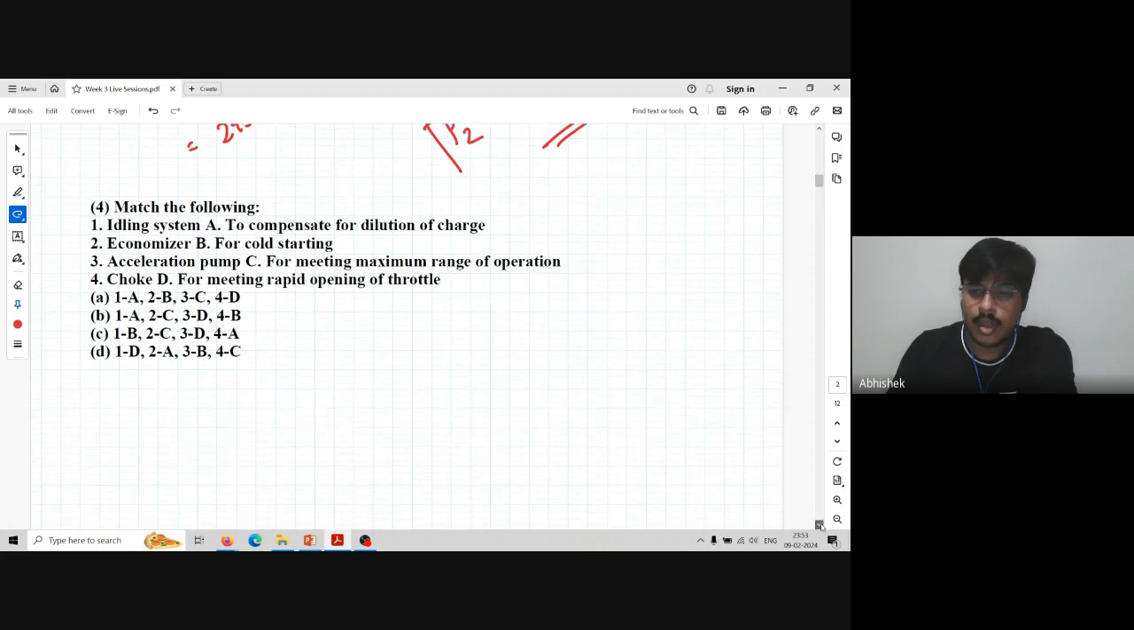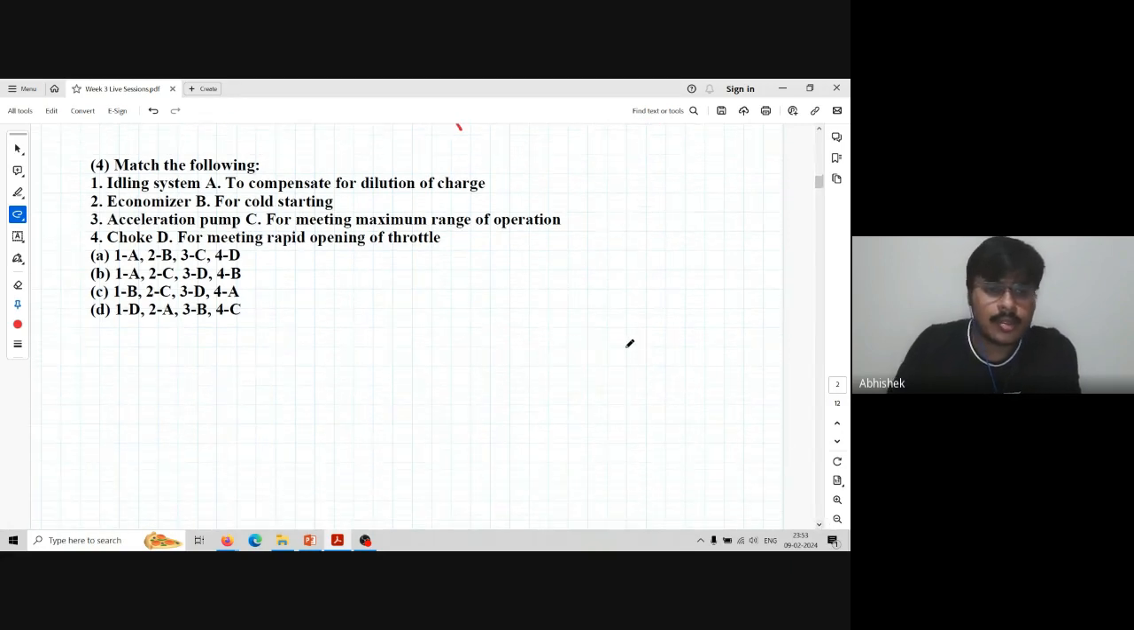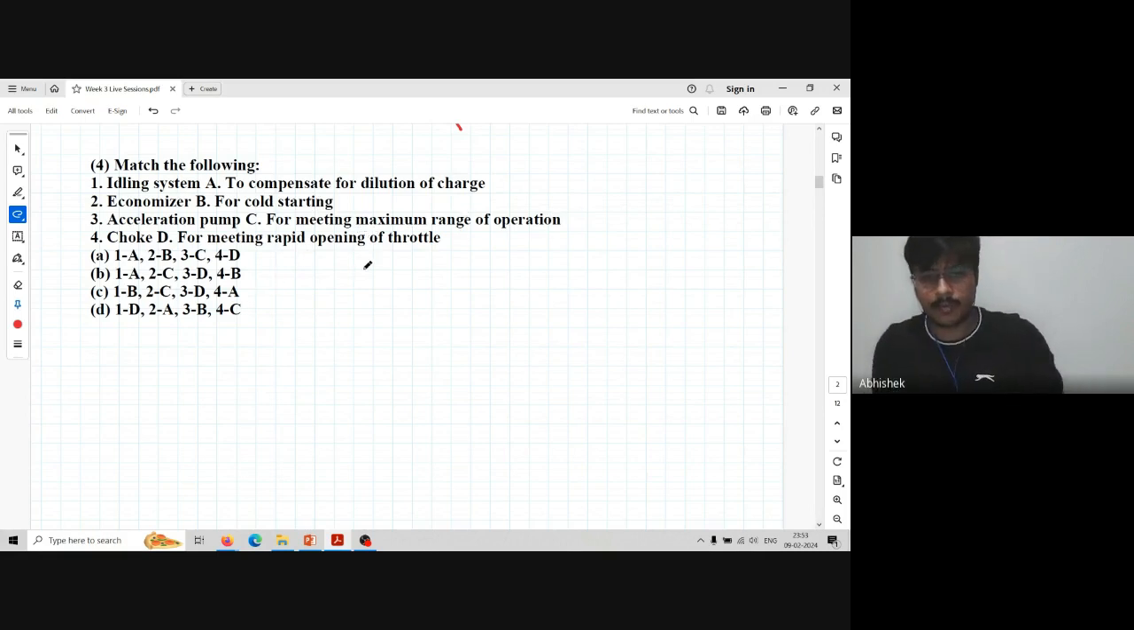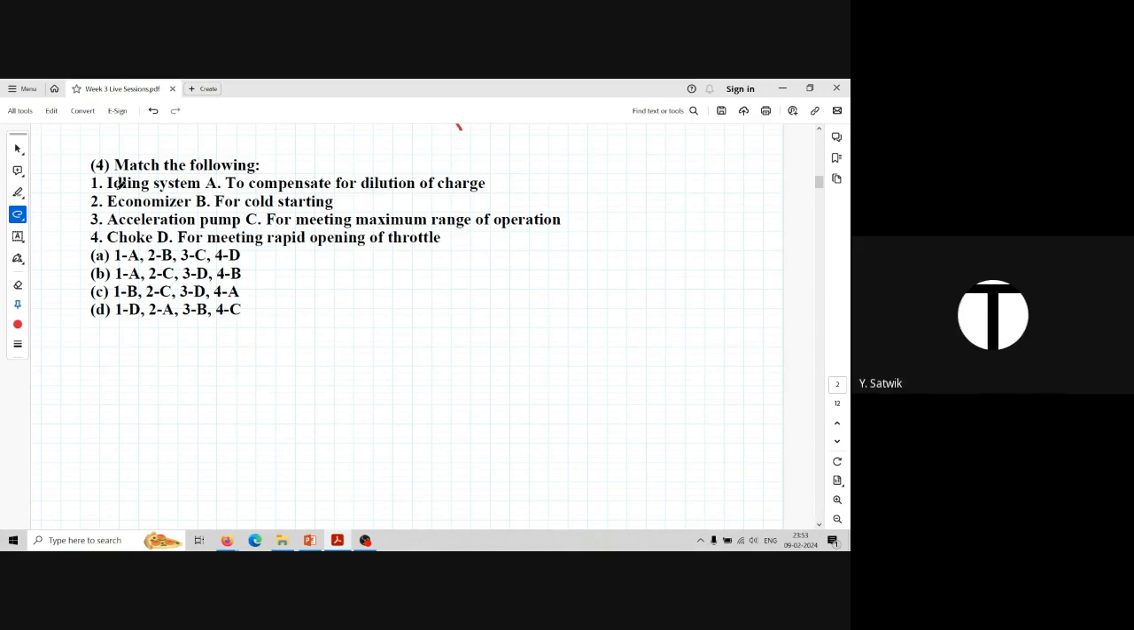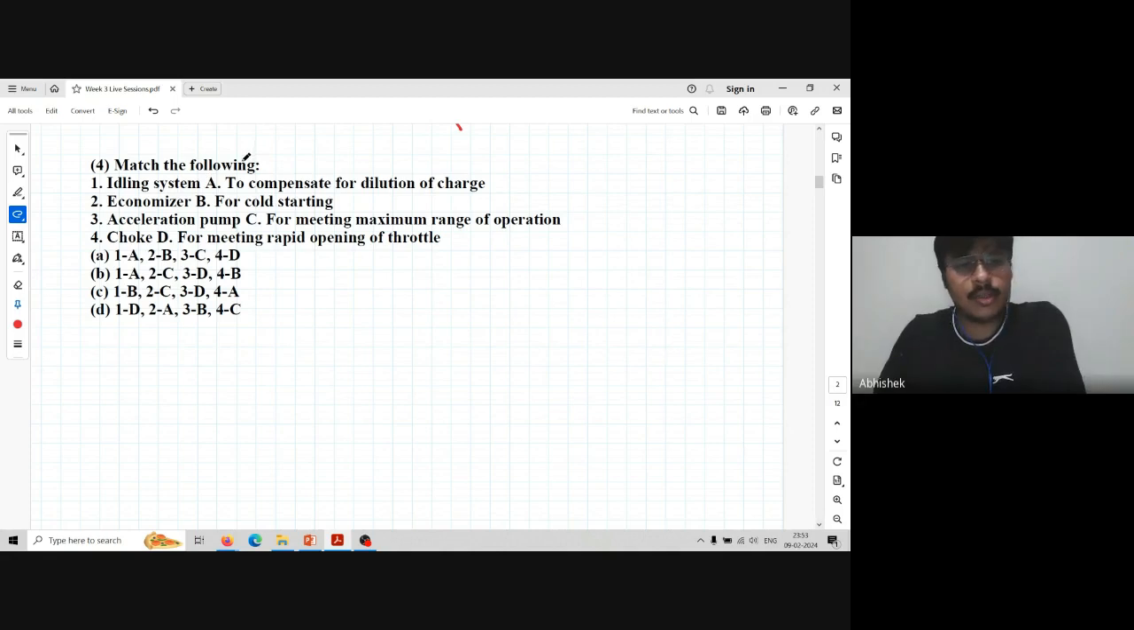Then this one I already covered, so just tell me the answer. For the idling system, what is the case? A, to compensate the dilution of charge. For cold starting, for meeting maximum range of operation, for meeting rapid opening of the throttle. What is idling? I just covered it. For cold starting, that is choke. In winter, I told you, use choke. So 4 is B.